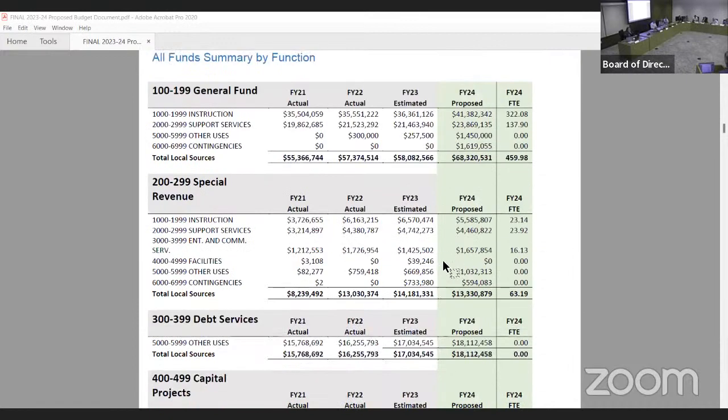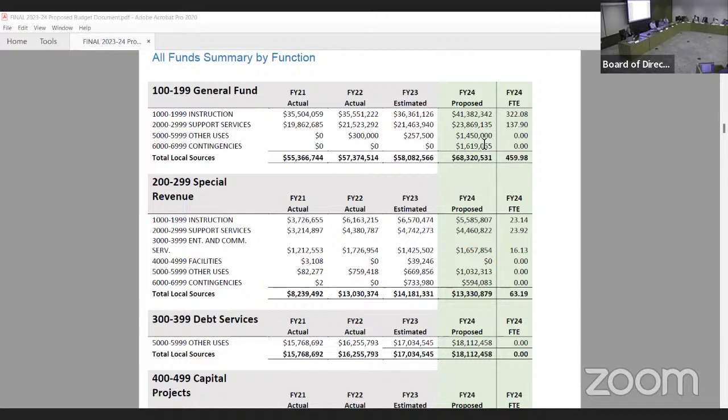This would be hard to display on one sheet, but this is the all-fund summary by function. So this is the whole thing. I think one thing that might be interesting to look at for folks at home and on the budget committee is that the FTE associated with each one of these is listed on the far right side. So you can see how many people are employed in each one and where that money is going.